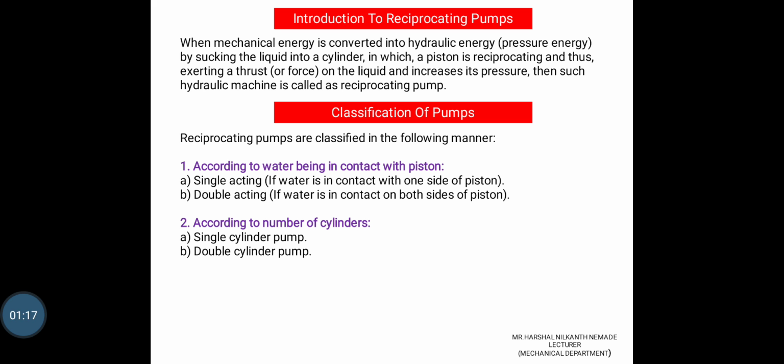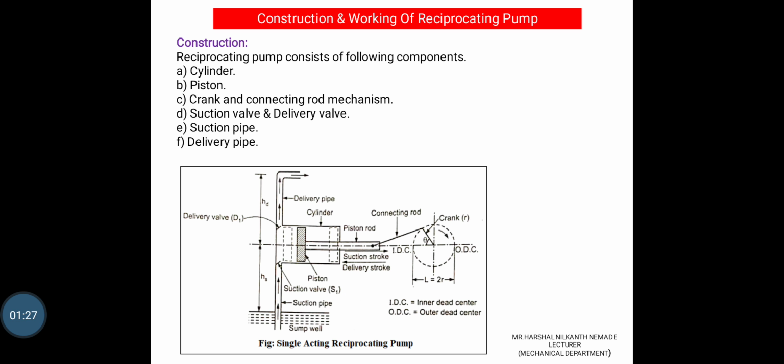Classification of pump. Reciprocating pumps are classified in the following manner. According to water being in contact with the piston: single acting and double acting. According to the number of cylinders: single cylinder pump and double cylinder pump. Construction and working of the reciprocating pump. You may see the diagram.